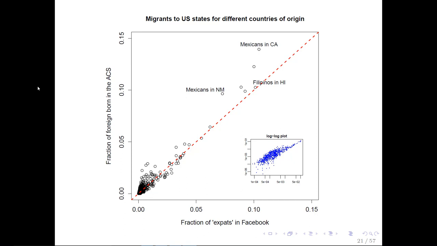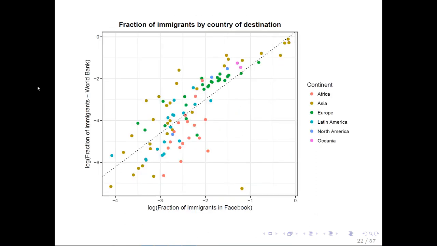We also looked at something similar in the context of various countries in the world. For this plot, each data point is one country in the world, and the values represent the fraction of migrants from all other countries in the world. And we compare the data from the World Bank against the data from Facebook. And this line is a simple regression line.